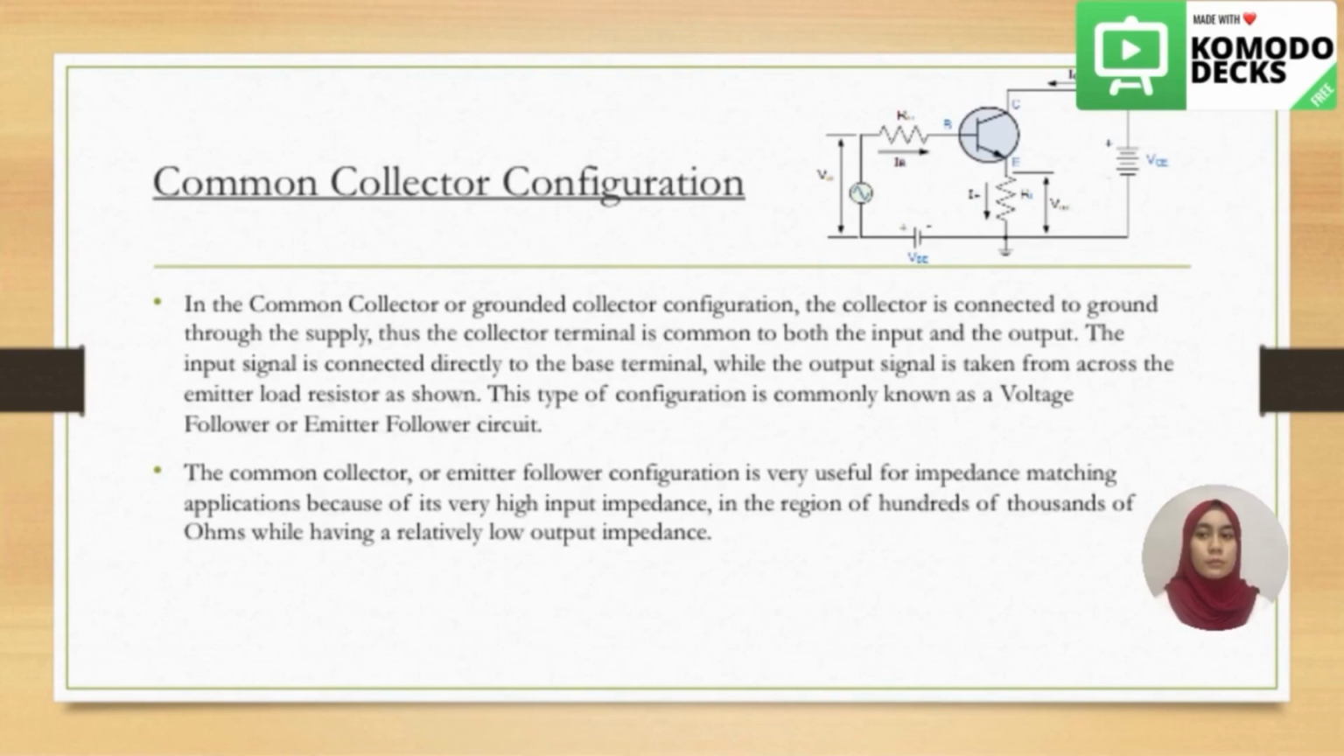The common collector or emitter follower configuration is very useful for impedance matching applications because of its very high input impedance, in the region of hundreds of thousands of ohms, while having a relatively low output impedance.